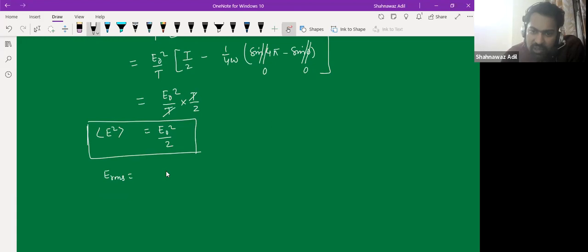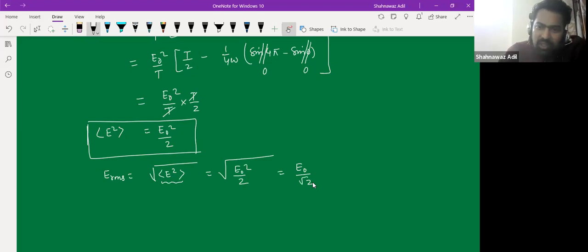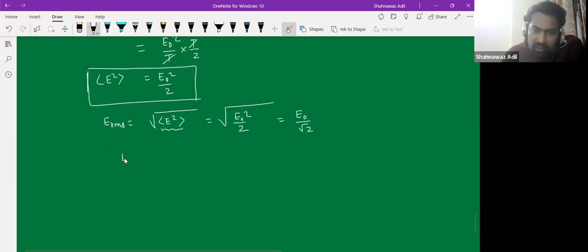Now RMS is how much? RMS is root mean square, so this thing we have found out, and we have to take the root of this thing. So this is E naught square by 2, so we will get E naught by root 2. This is the RMS value that we get.